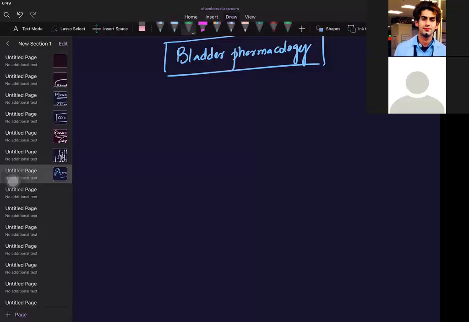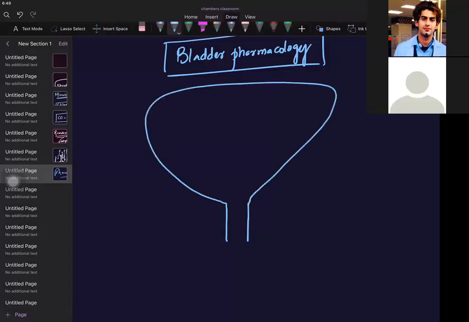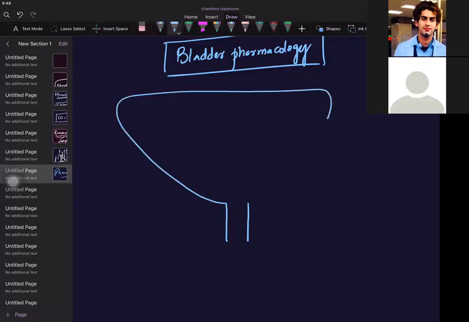Okay. So if I draw the bladder for you, which color should I use? Watercolor, isn't it? So if I draw the bladder, this is the bladder. Now in this bladder, you are seeing this trigone. This is the trigone of the bladder.